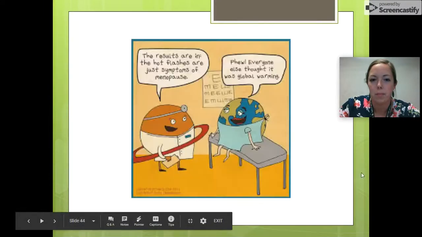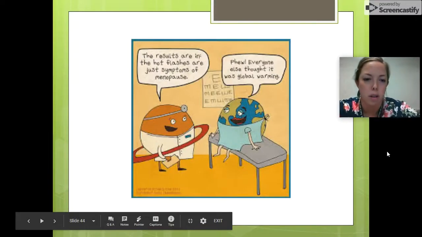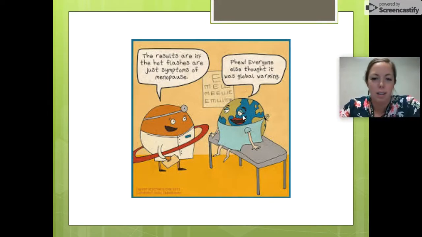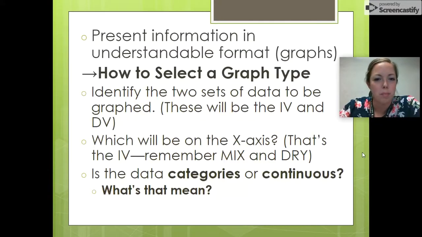Oh, here's another joke for you. The results are in. The hot flashes are just symptoms of menopause. Phew. Everyone else thought it was global warming. Oh, man, I got to stop with these.